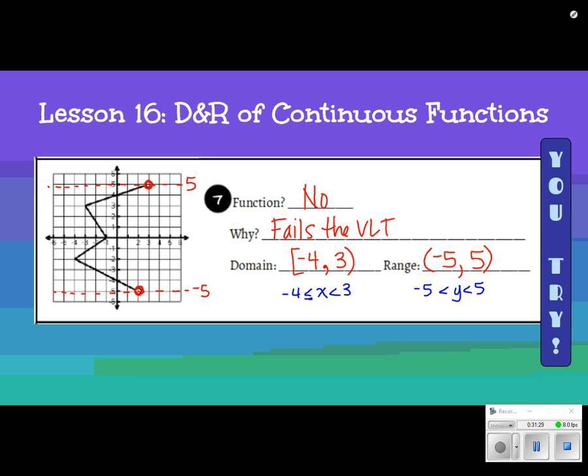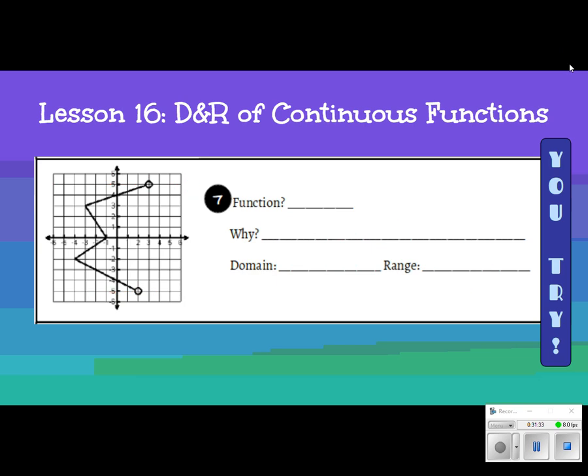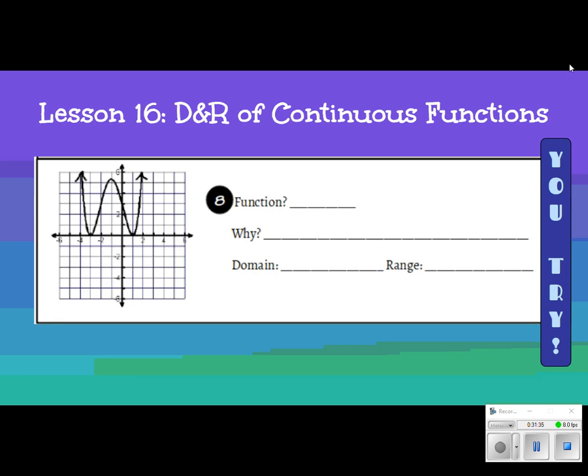All right, I think we got one more. And we're going to talk about this again tomorrow, domain and range, so just keep in mind. This is coming back. It's not going away anytime soon. All right, is this a function? It looks like a W. It is a function because it's going to pass the vertical line test. So yes, it's a function.